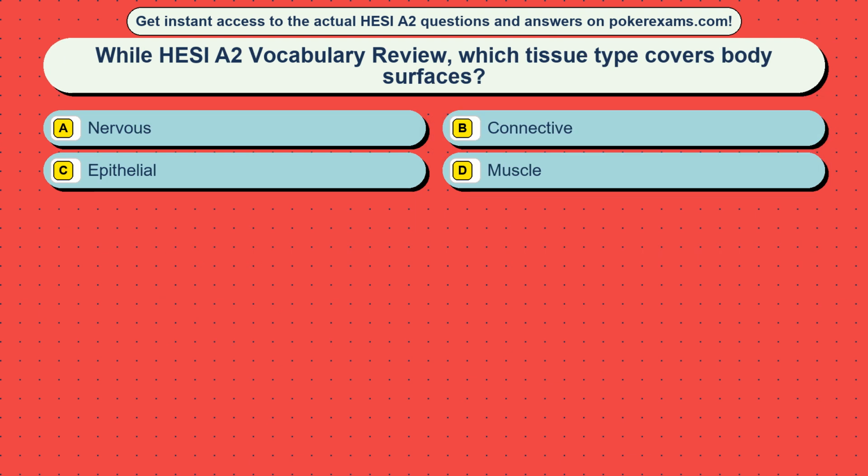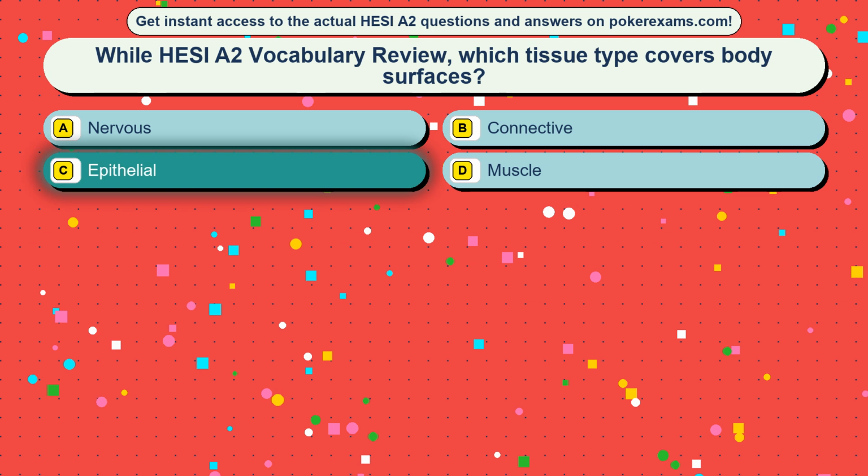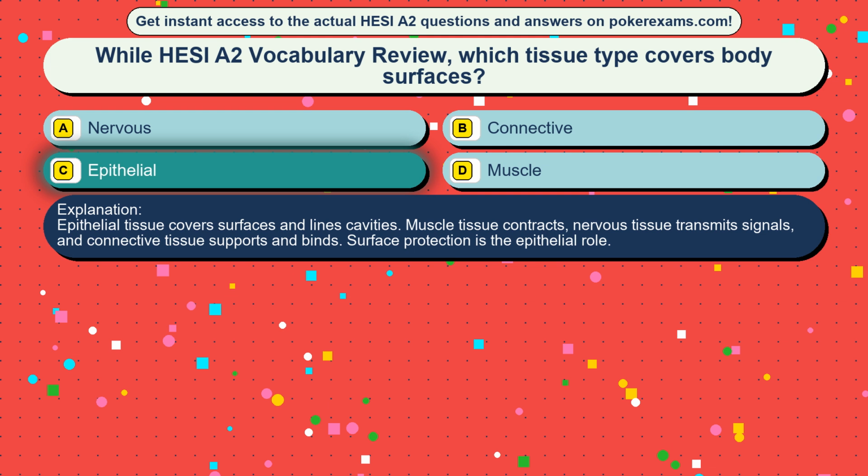Question 47. While HESI A2 Vocabulary Review, which tissue type covers body surfaces? Option A, nervous. Option B, connective. Option C, epithelial. Option D, muscle. The correct answer is option C, epithelial. Epithelial tissue covers surfaces and lines cavities. Muscle tissue contracts, nervous tissue transmits signals, and connective tissue supports and binds. Surface protection is the epithelial role.